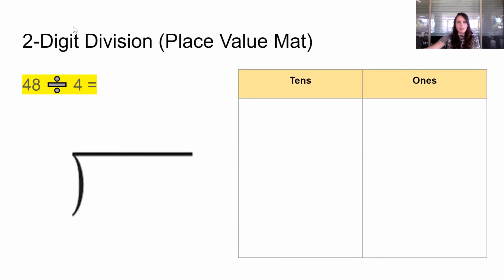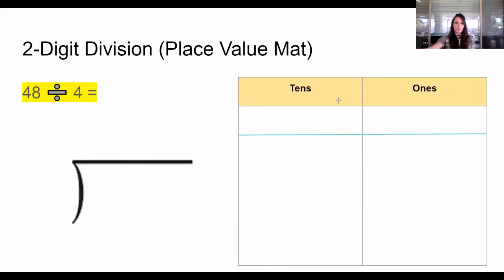What I'm going to do is in my place value mat over here, I'm going to draw a line just like this. Now in my place value mat, I only drew the ones and the tens place because we're not working in the hundreds place. We're only going to stick with the tens and the ones today. So I'm going to represent 48 in my place value mat, and I'm going to use x's. So we have 4 tens, and we have 8 ones. 1, 2, 3, 4, 5, 6, 7, 8.